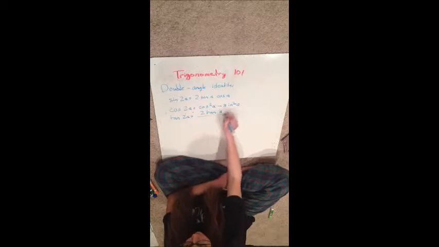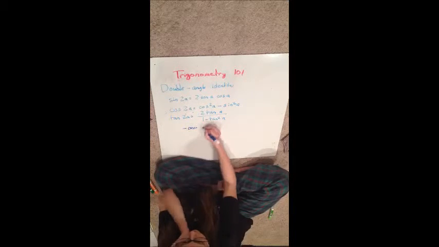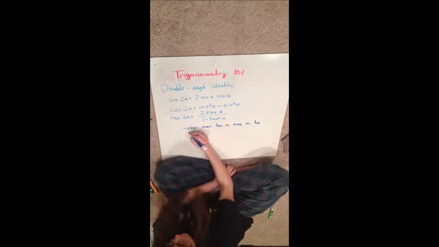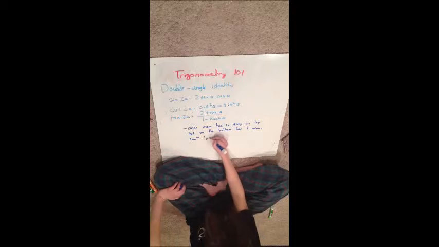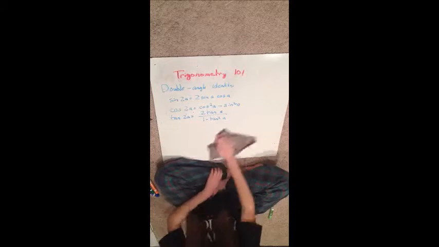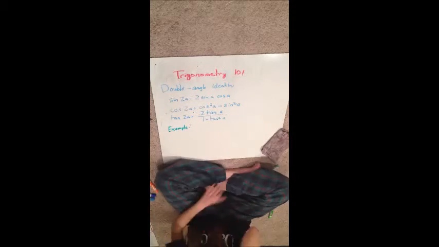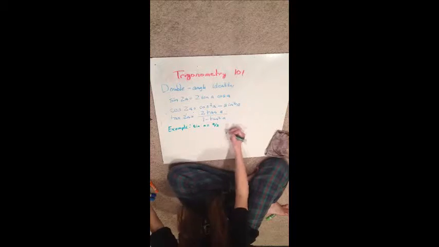Tangent of 2A equals 2 tangent of A over 1 minus tangent squared A. Again, the top part is rather straightforward and makes sense, yet the denominator has that pesky 1 minus tangent squared A, which makes sense because it's multiplying the trouble.